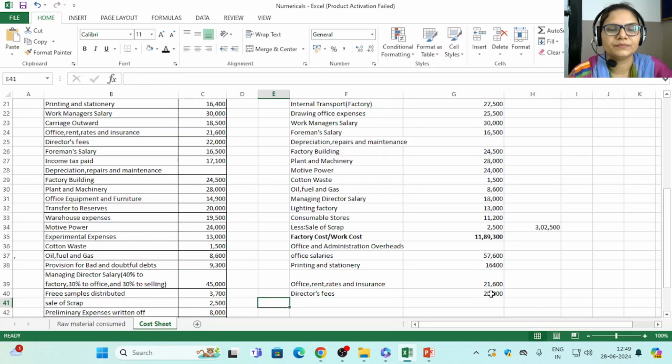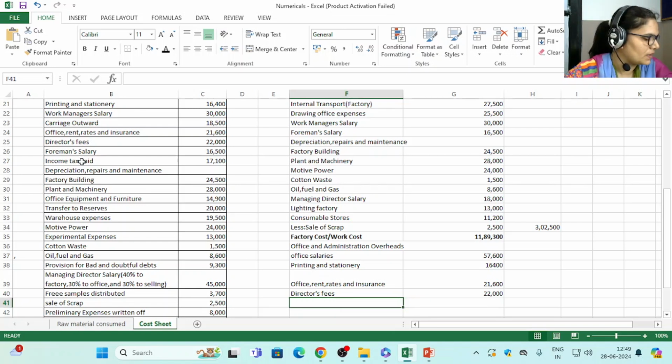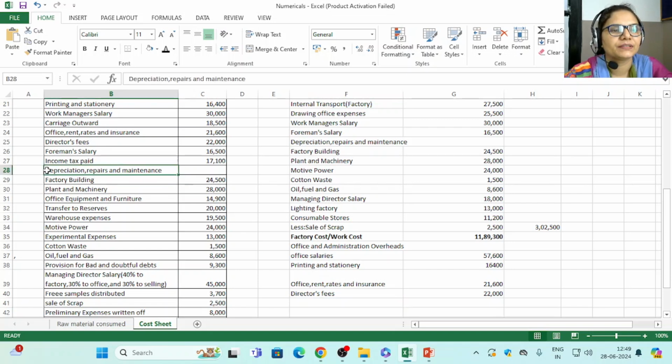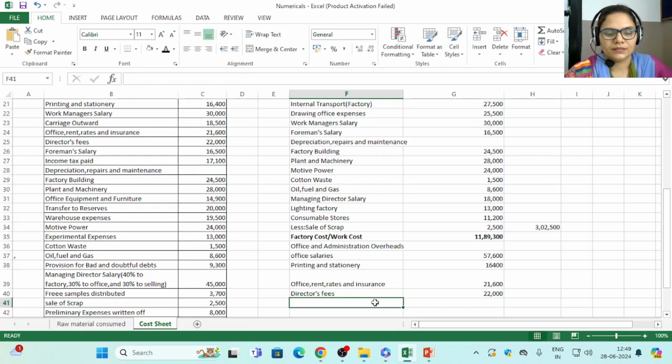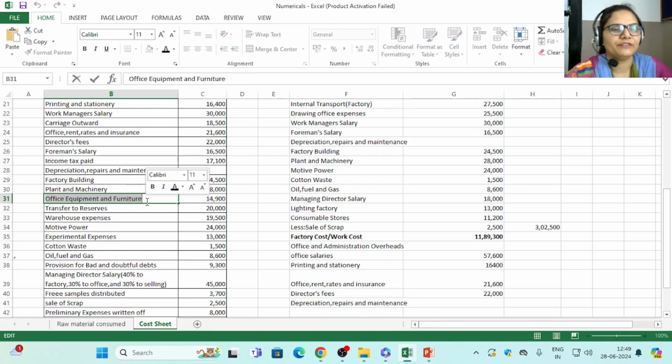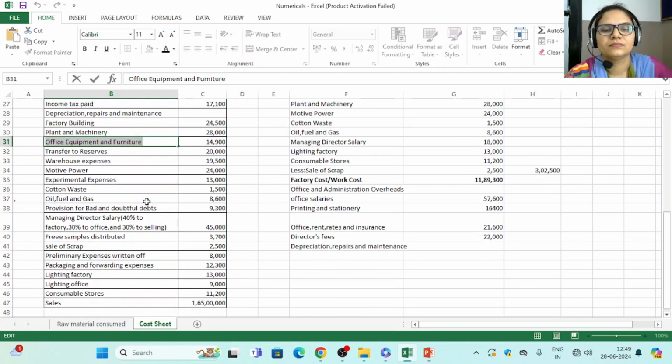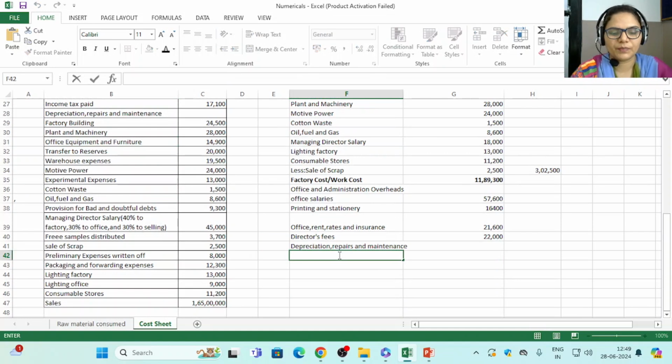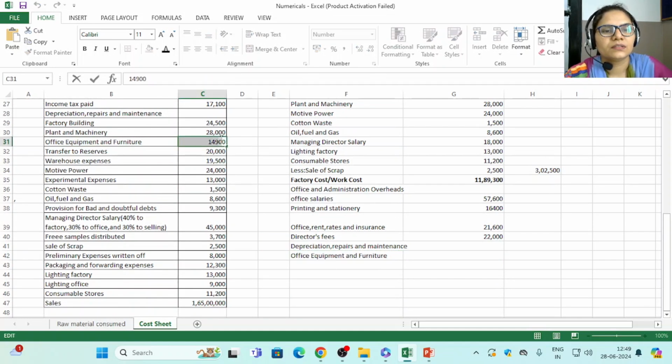Next is depreciation, repairs and maintenance. We are mentioning depreciation, repairs and maintenance which are part of office equipment and furniture. We are not taking those which are part of the factory building. It is 14,900.